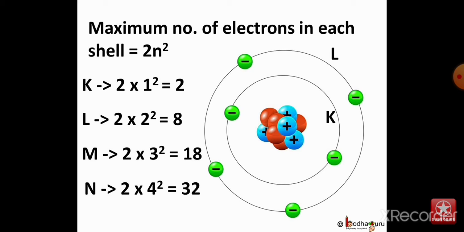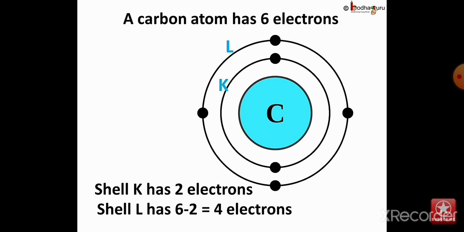K shell: 2 into 1 square, n is 1, equals 2. And L shell: 2 into 2 square, 2 into 4, equal to 8. And M shell: 2 into 3 square, 3 square means 3 threes are 9, 2 into 9 is 18. And N equals 2 into 4 square, 4 fours are 16, 2 into 16 is 32.